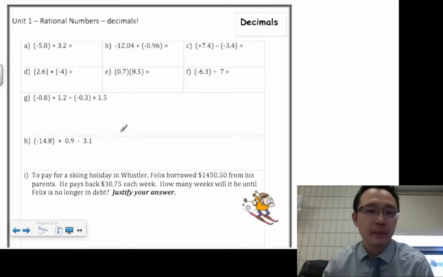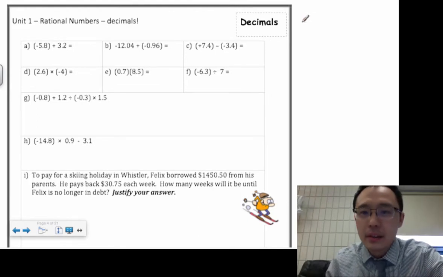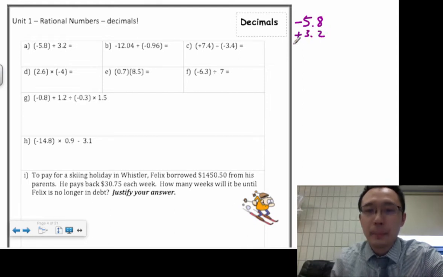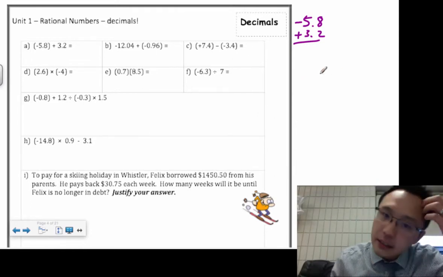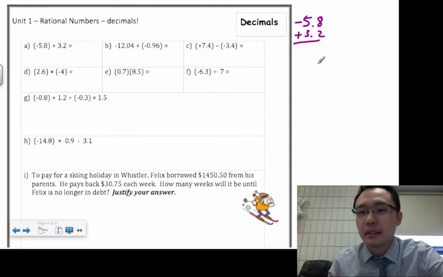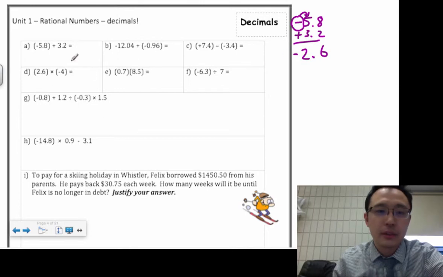Rational numbers, decimals. With decimals, you can use a calculator to calculate this, but if you're going to do it in a long adding or subtraction way, this is what you do. Minus 5.8 plus 3.2. This is just like adding or subtracting integers. And in this case, we can basically subtract the numbers. This is going to be 6, and then this is 5, subtract 3 is 2. Since the negative sign is with the bigger number, 5.8 is bigger than 3.2, the answer is going to be negative 2.6.